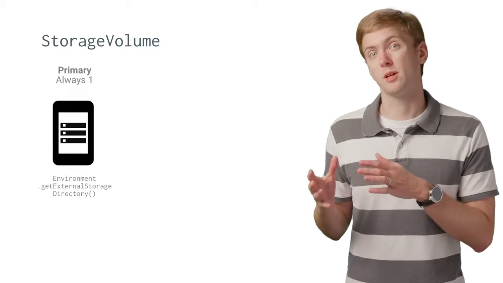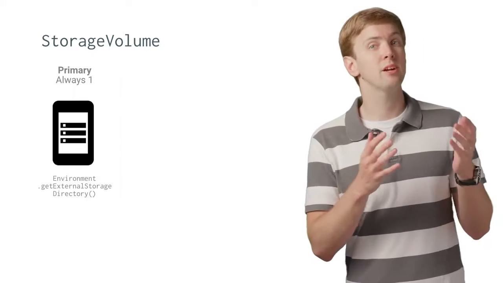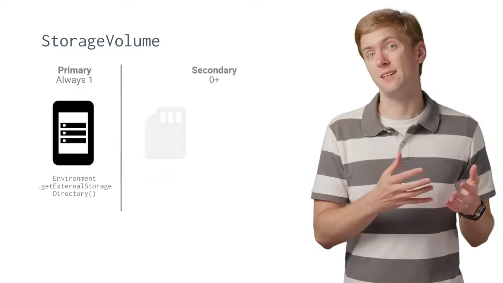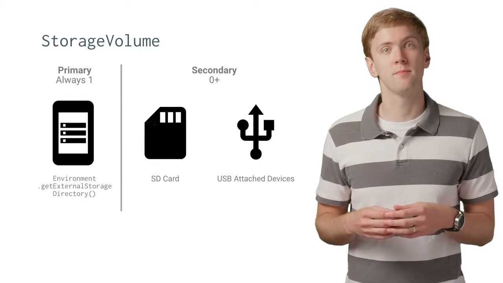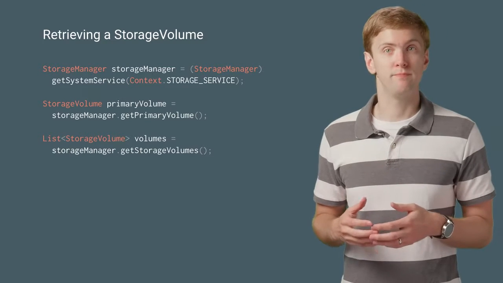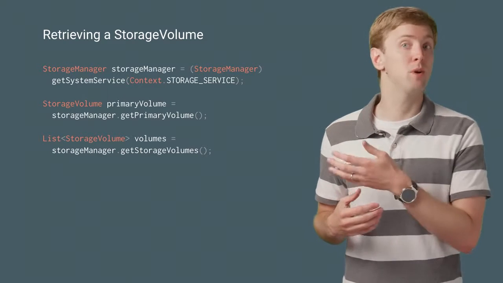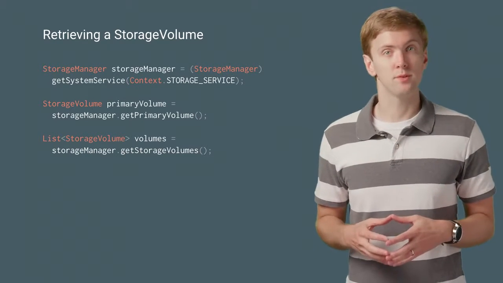Scoped directory access relies heavily on a new class called StorageVolume. There's always a primary storage volume that corresponds with Environment.getExternalStorageDirectory. Then there can be any number of secondary storage volumes for SD cards and USB devices, for instance. To retrieve a storage volume, you'll use StorageManager. You can either get just the primary storage volume or get a list of all available storage volumes.